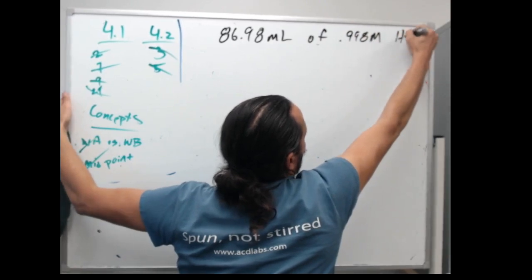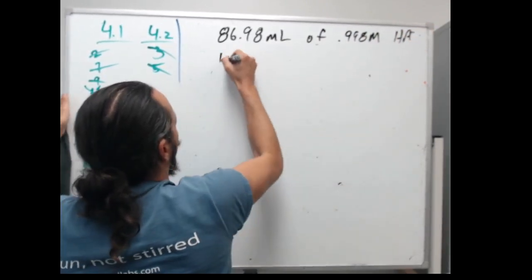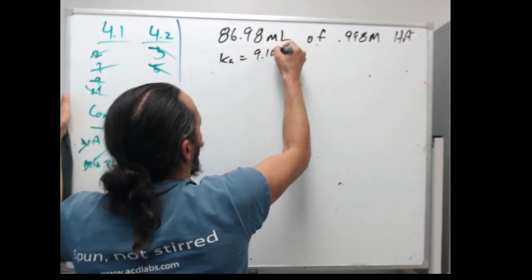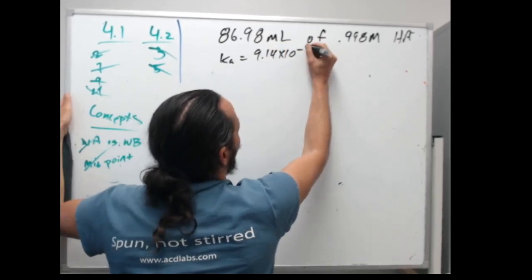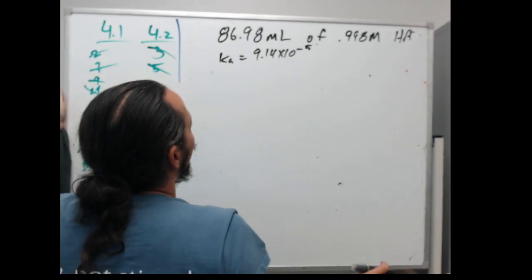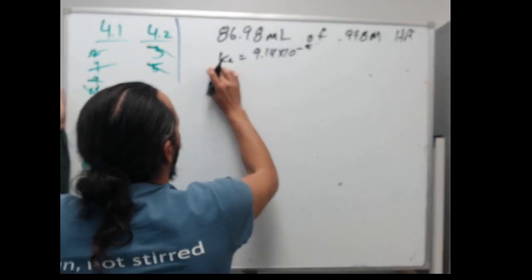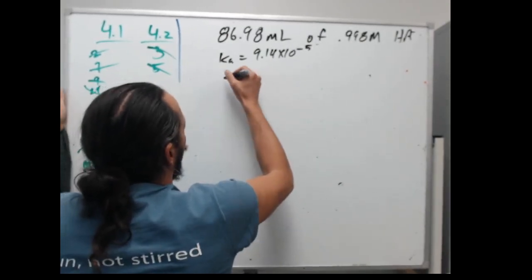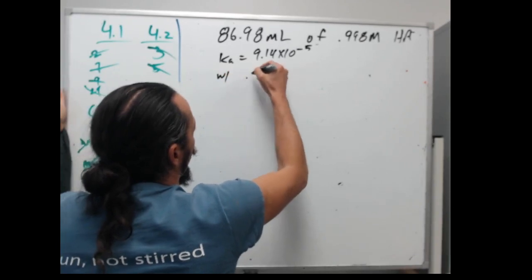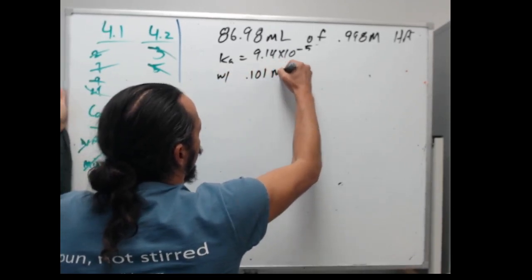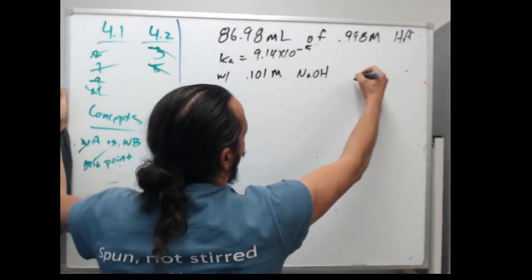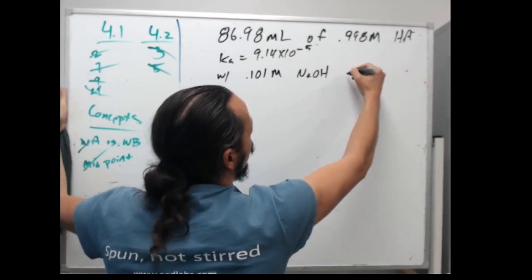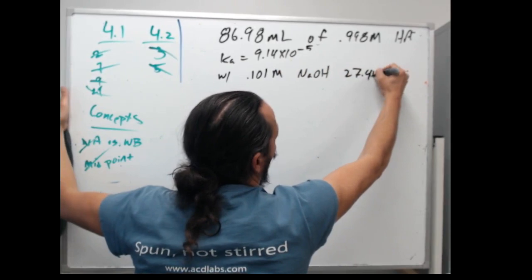And then it was with a Ka of 9.14 times 10 to the negative 5. Okay, I thought you said 9 for a moment. I was like, that's a weak acid. Yeah. Okay. And then it is titrated with 1.01 molar sodium hydroxide. What is the pH after 27.45 milliliters of strong base has been added?